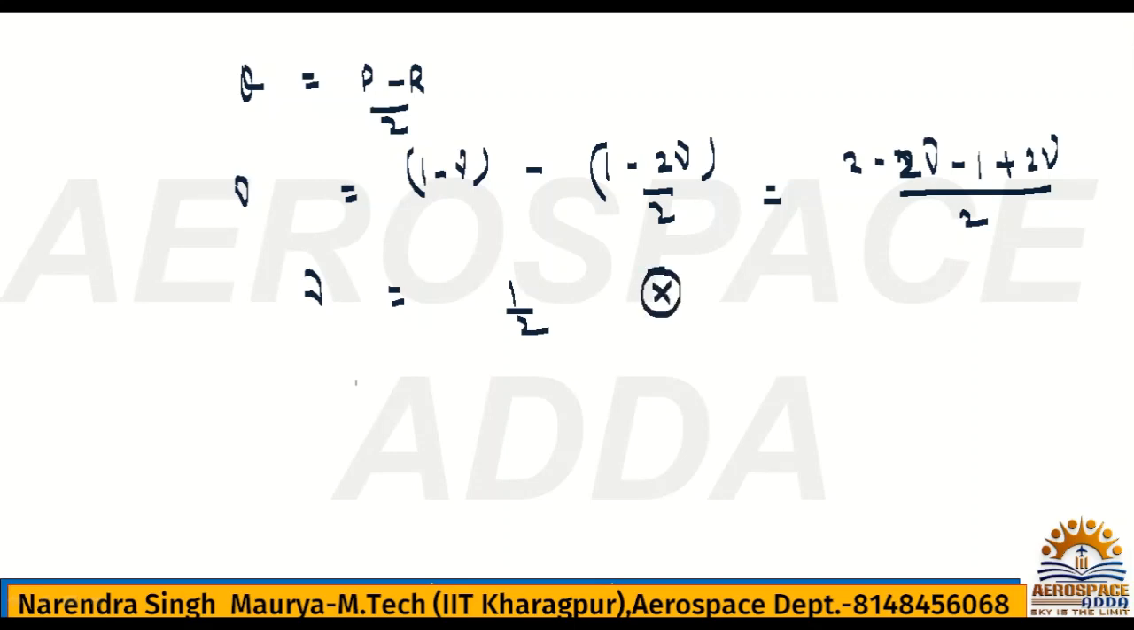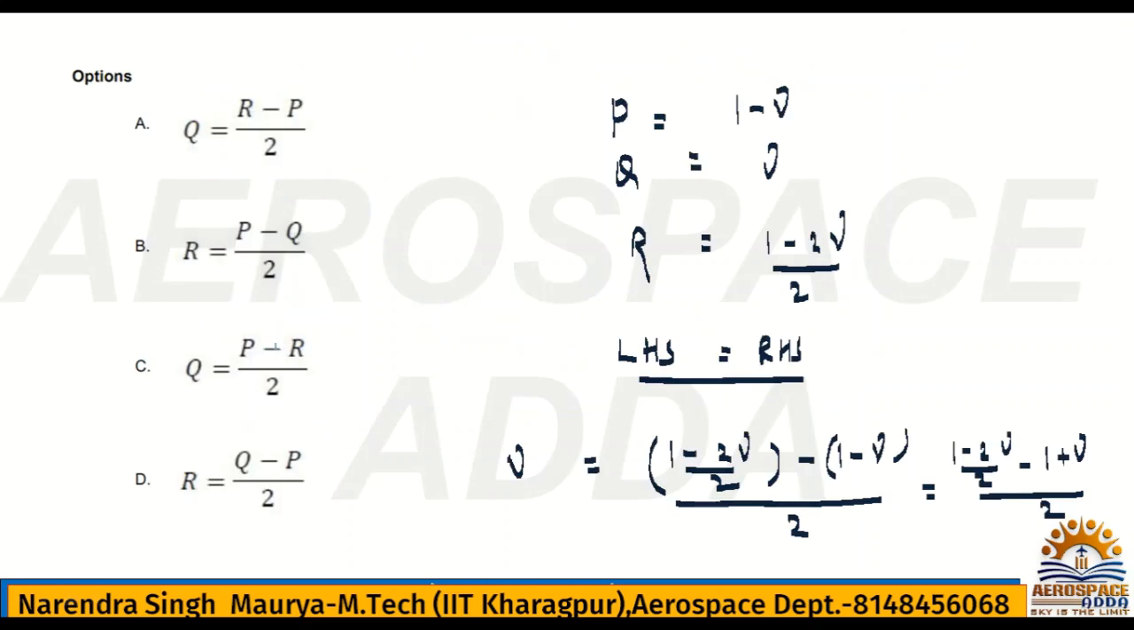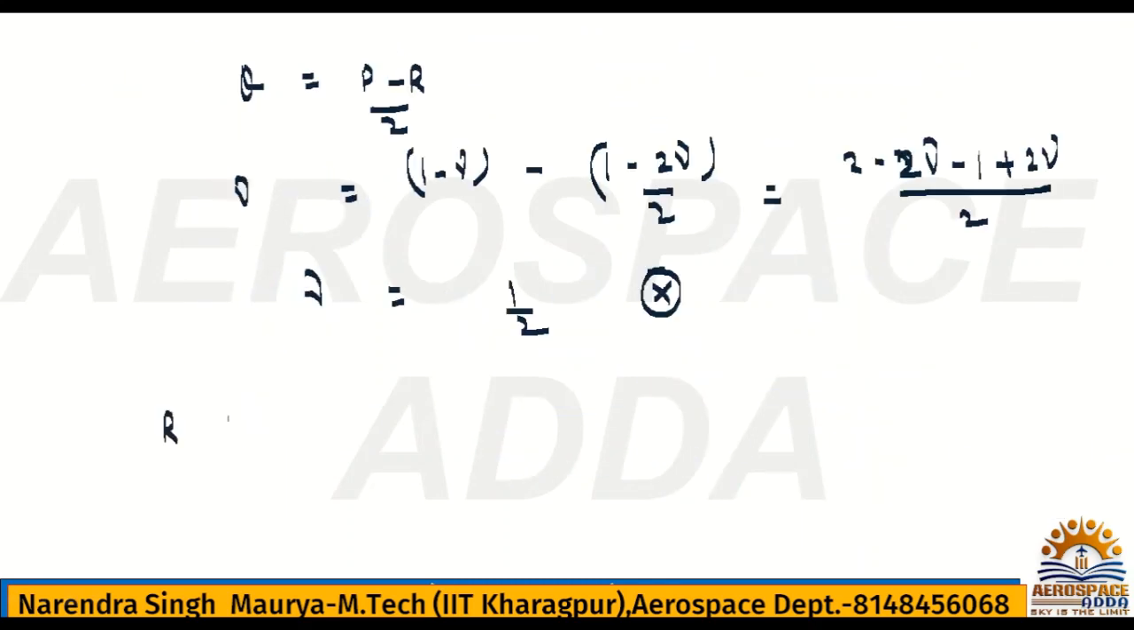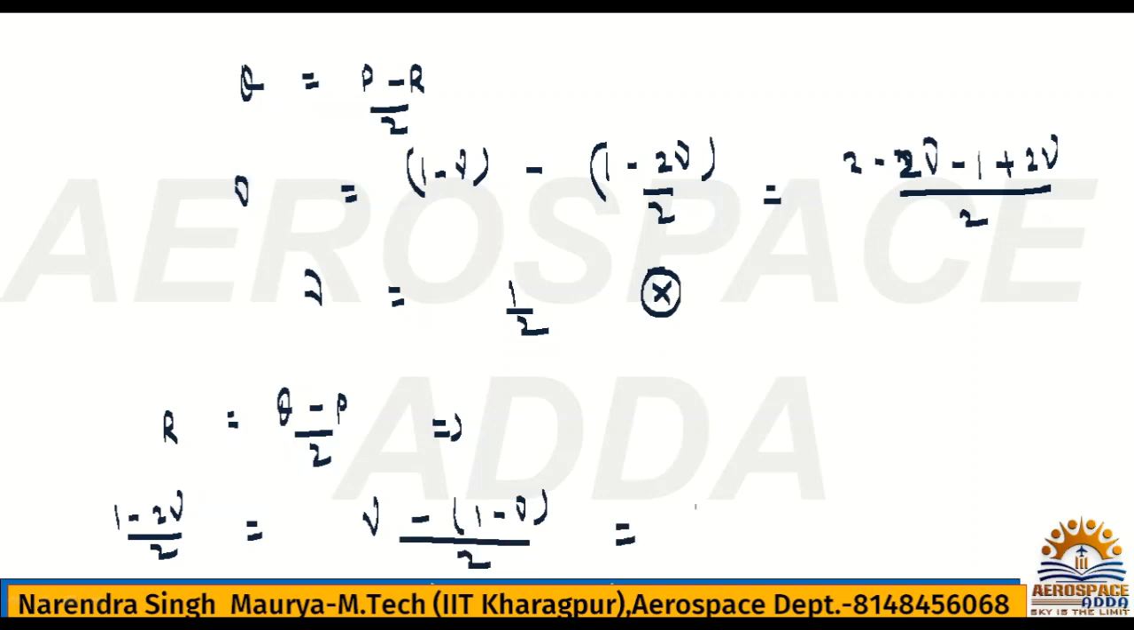Similarly, you can check the fourth also. R is equal to (Q minus P) by 2. So what is the R? R is nothing but (1 minus 2 nu) by 2. What is Q? Nu. What is P? 1 minus nu divided by 2. Nu is minus. This is also wrong.